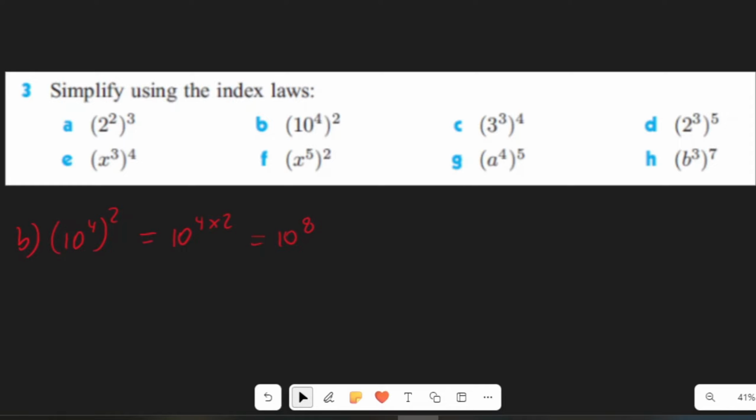Let's choose another example. Let's say G. So we have A to the power of 4, all to the power of 5. So A to the power of 4 is our base and 5 is our exponent. This is the same as A to the power of 4 multiplied by 5, giving us A to the power of 20. I'm going to give you 3 seconds to pause and try to solve the rest.